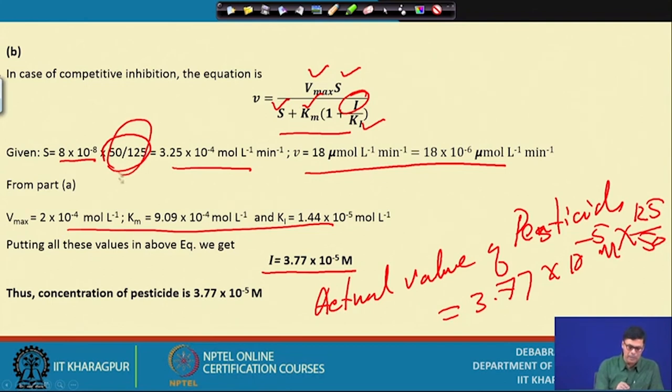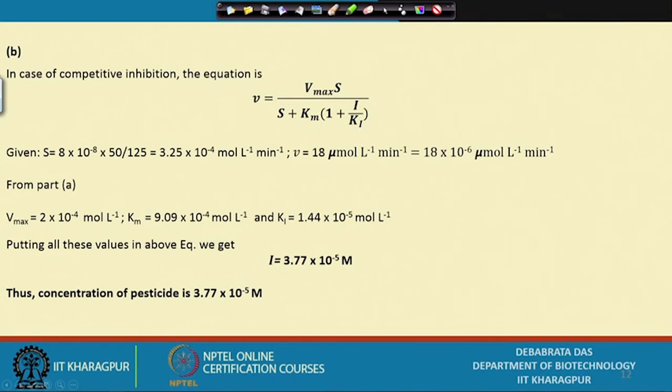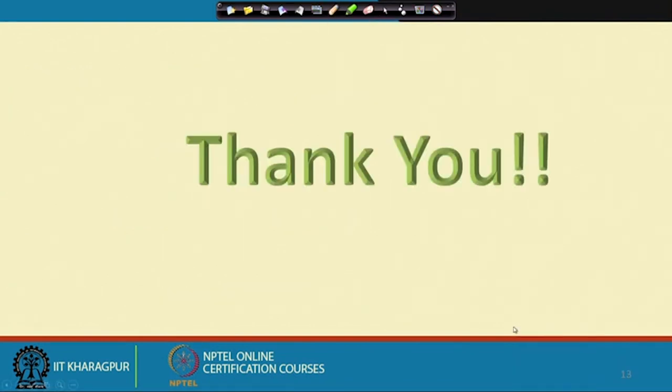Why have we multiplied by this factor? Because initially your pesticide solution was also diluted. Am I right? I made a mistake. In case of pesticide, the dilution factor will be a little bit higher, because we have used 25 milliliter. So this is to be multiplied by 25. Then you will get the exact pesticide concentration that we have in the sample. So this is how we can easily find the concentration of pesticide in an unknown sample.